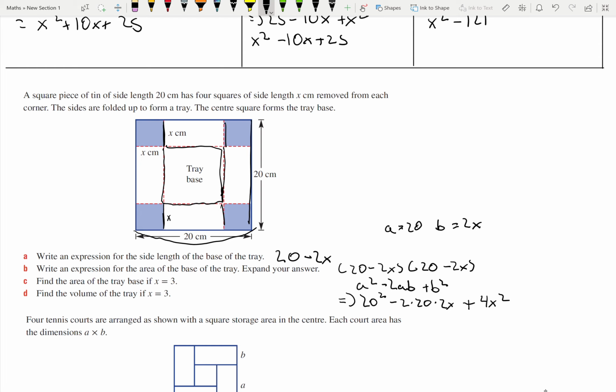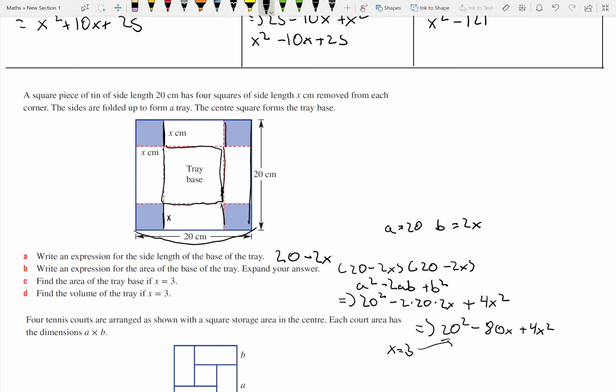Now when you put it all together, it would just be 20 squared minus 80x plus 4x squared. Next: find the area of the tray base if x equals 3. All we do for that is substitute x equals 3 into this equation.